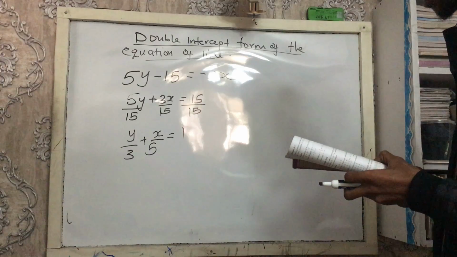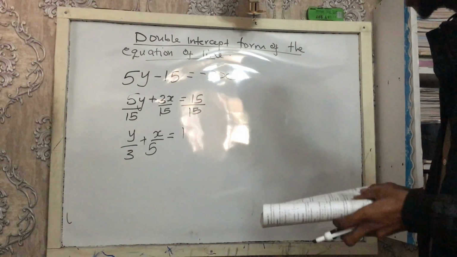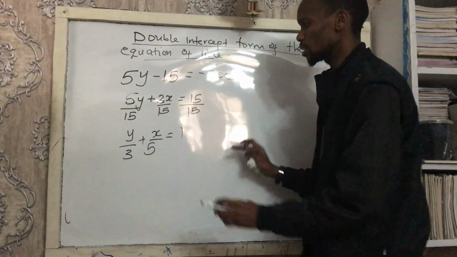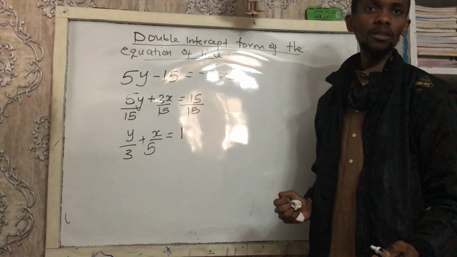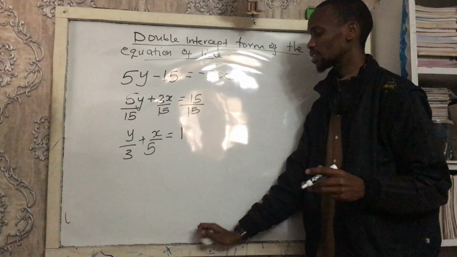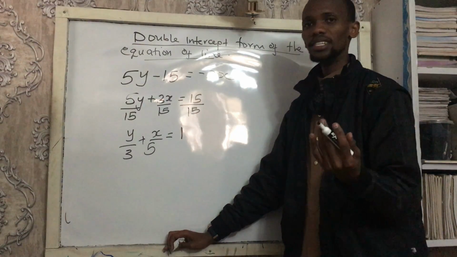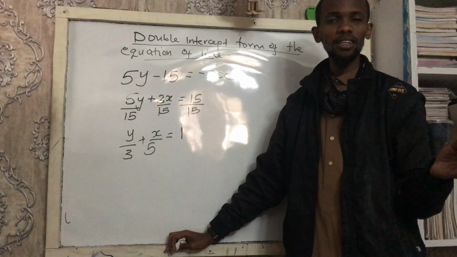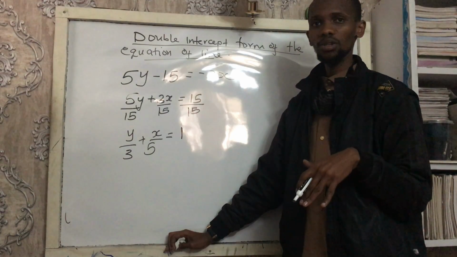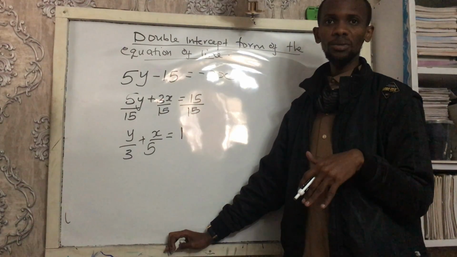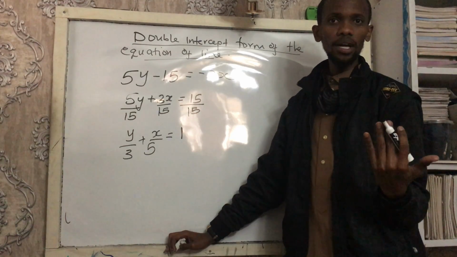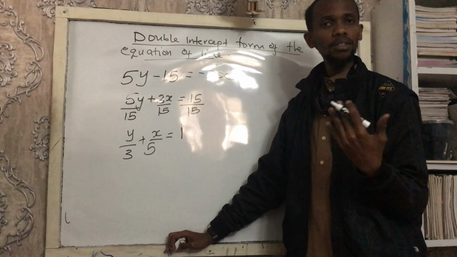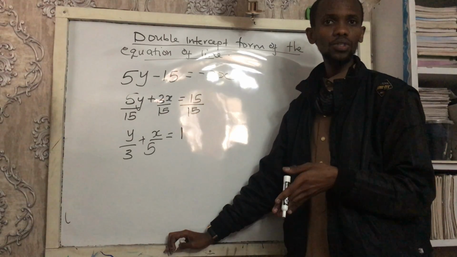x over 5 plus y over 3, okay. Now in this case, this is what you call the double intercept form of an equation. Are we together? When you want to note the x-intercept and the y-intercept, do you remember? In the initial equation y equals mx plus c, I showed you how to get the x-intercept by equating y to 0, right? And when you need the y-intercept, you set x to 0, right?